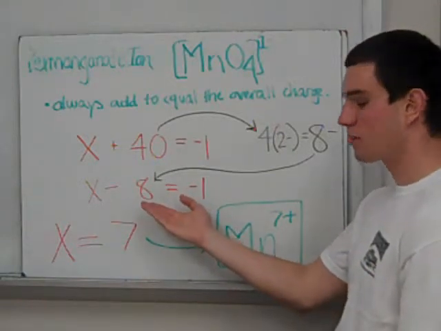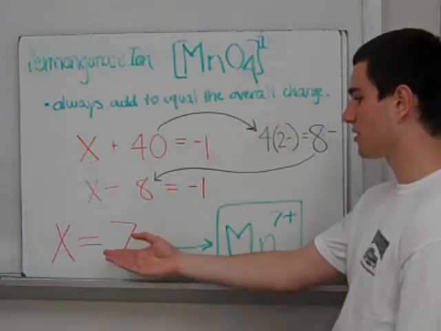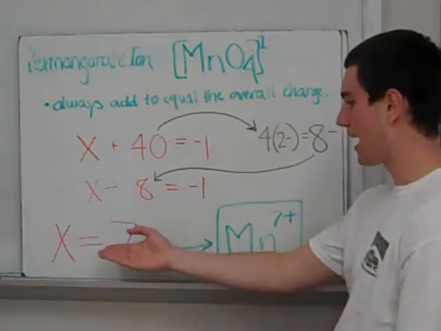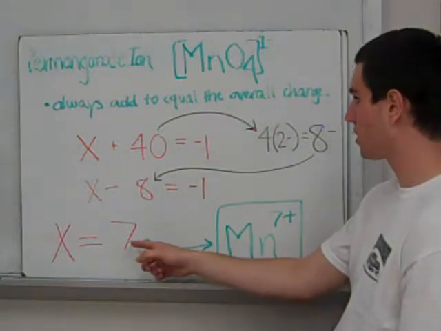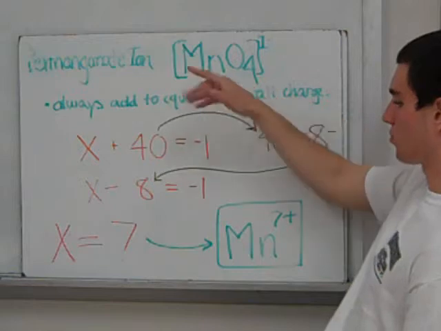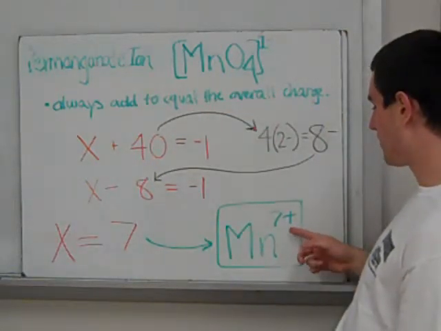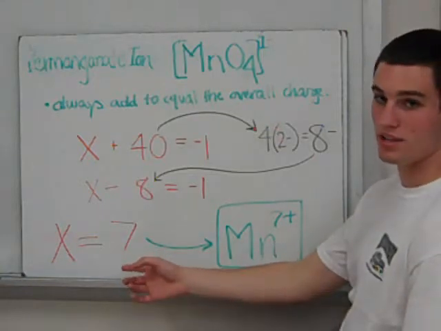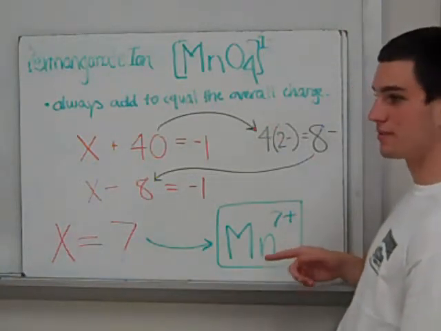And now we have an incredibly simple algebraic expression that we can use to solve for x. We quite easily see, as we add the 8 over, we see that x equals 7. This is a positive 7, so we put this as our charge. Remember, x represents our manganese over here, which is what we want to know. Our manganese simply has a charge of 7 plus. We add this plus here because our 7 is positive. Had this 7 been negative, we would have written 7 minus.